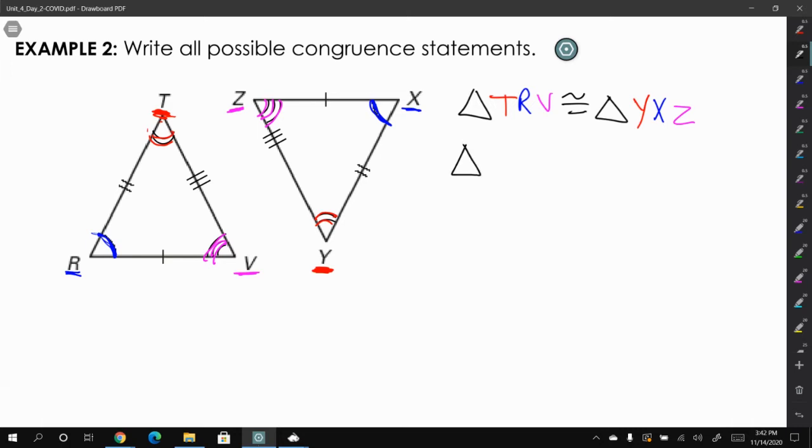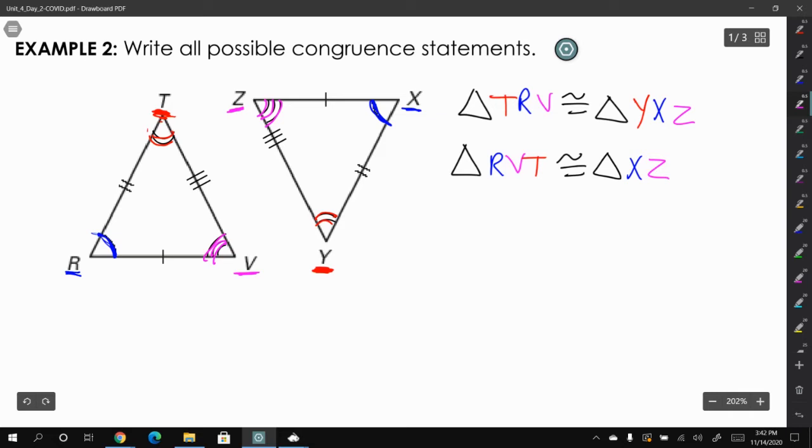Let's go RVT. And that's going to be congruent to triangle... Well, in the right one, we have X is blue, and then Z is pink, and Y is red. So those 2 triangles are congruent, and the corresponding parts are matching up.